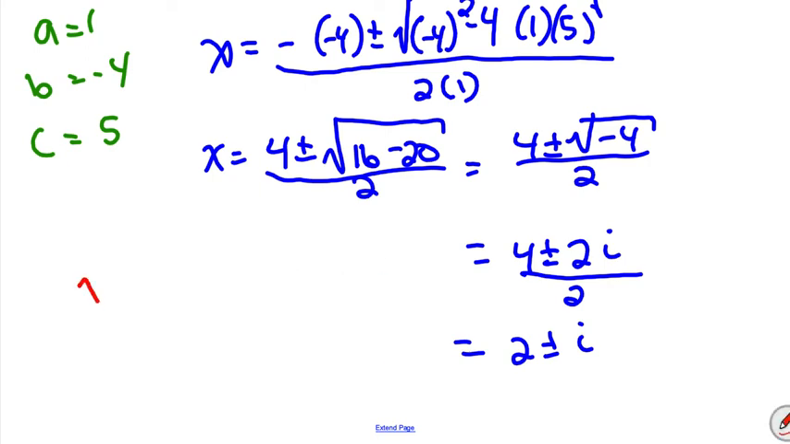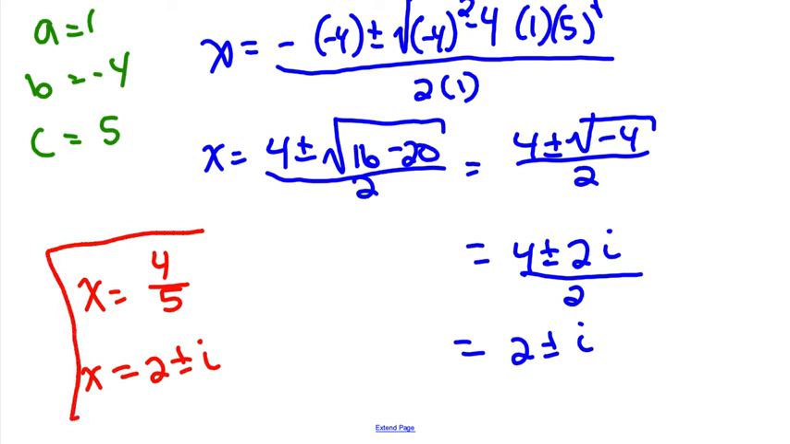Our final answer here, so x equals 4/5, was rational. We don't need to separate them or identify them as rational, irrational, imaginary, whatever. We're just going to put them all together here. There's our final answers for that problem.